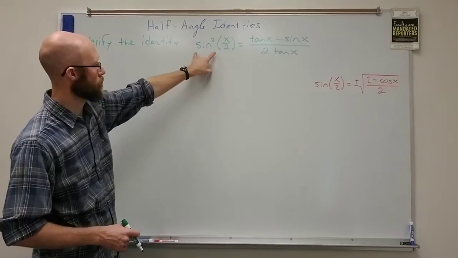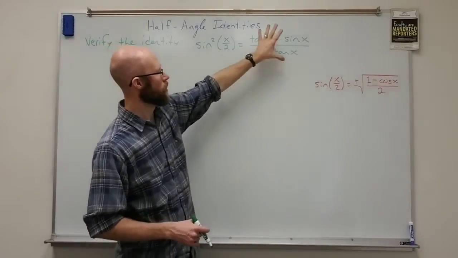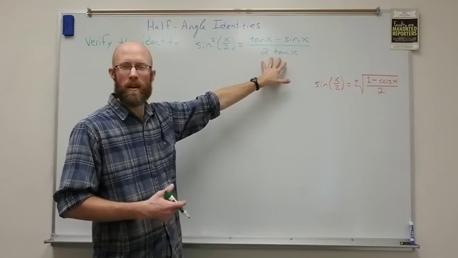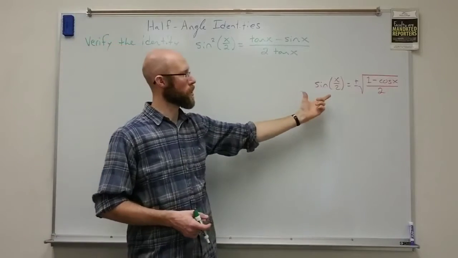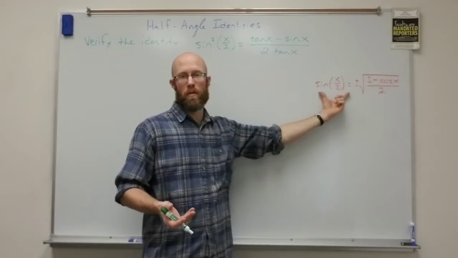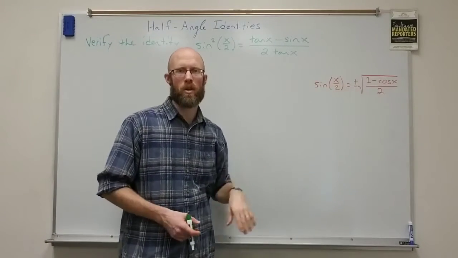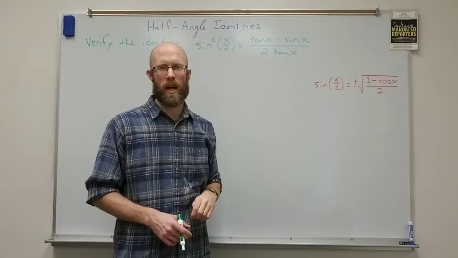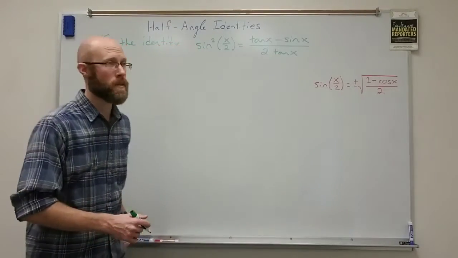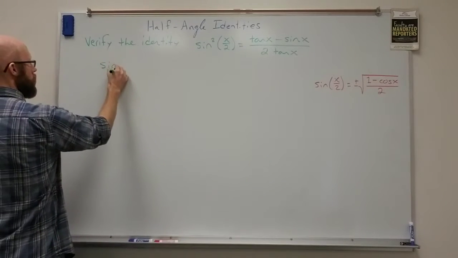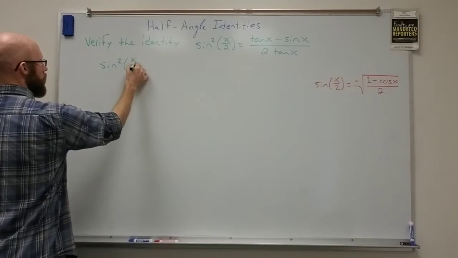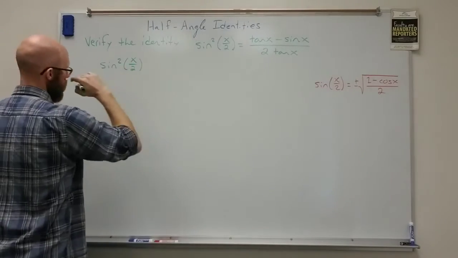I see right away there's a sine squared of x over 2. This thing, I'm not sure what it's going to be. I'm not sure how I could really simplify that yet. But the sine squared, I know immediately what the formula is for the sine of x over 2. So we could work with that side first. I think that'll be a little bit easier. So let's do that. So we're going to start with the sine squared of x over 2.